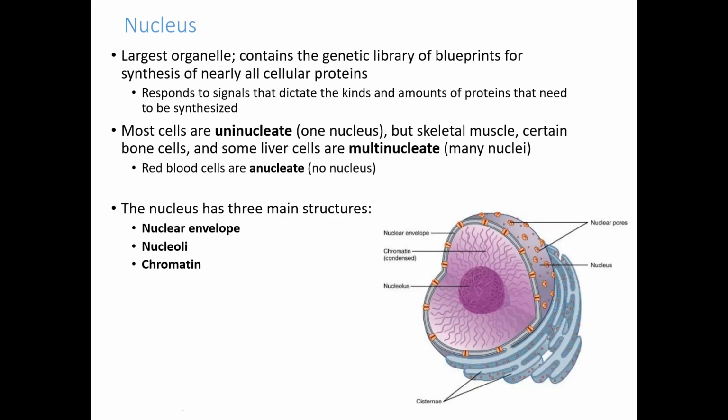Now, most cells in our body that have a nucleus only have one nucleus. Skeletal muscle cells have multiple nuclei. They have a whole bunch of nuclei in there. It doesn't matter because they don't reproduce. You don't have to worry about their DNA in there.